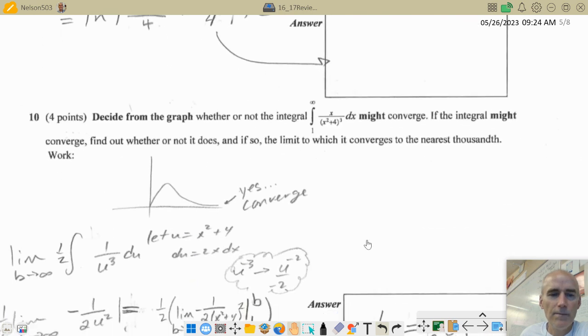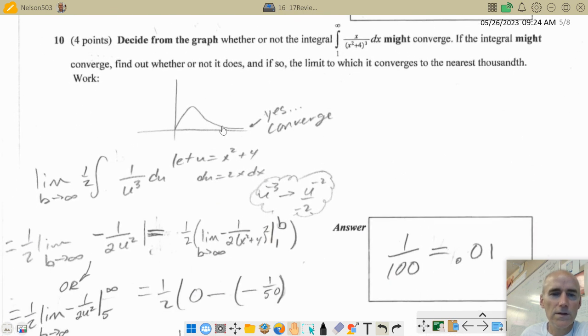Number 10. Yeah, it looks like it converges because this guy's getting super close to 0, right? That's what they first want you to do, show a little graph. Then you set it up like this. Limit as b goes to infinity. So we're going to go from an integral. Notice I left off my limits of integration here because I switched my unit or my variable. So I had x's, now I've got u's.